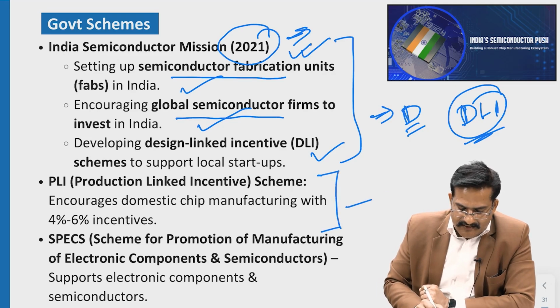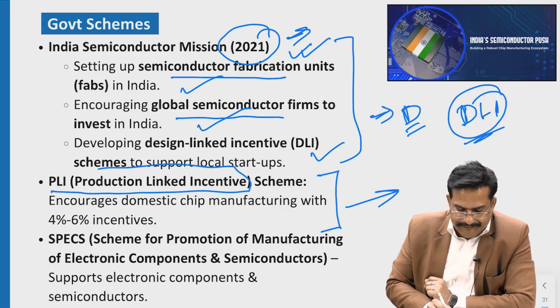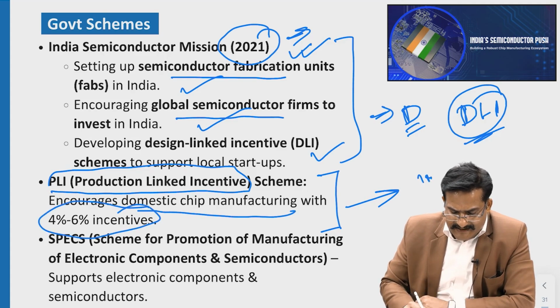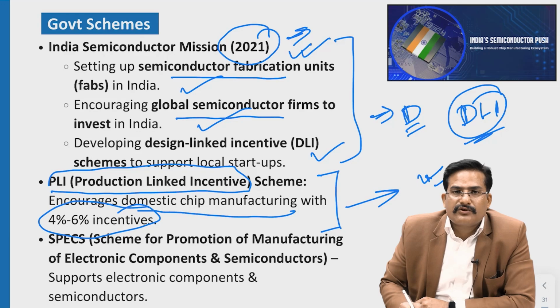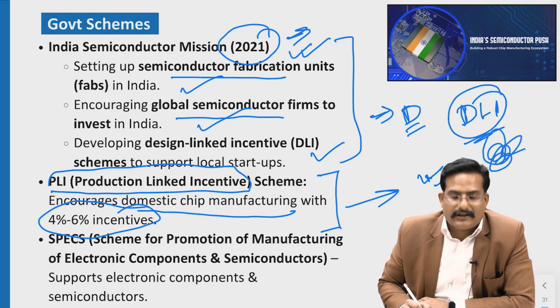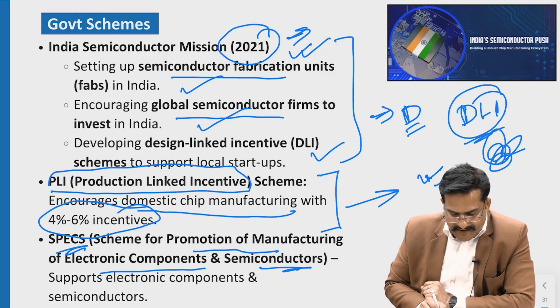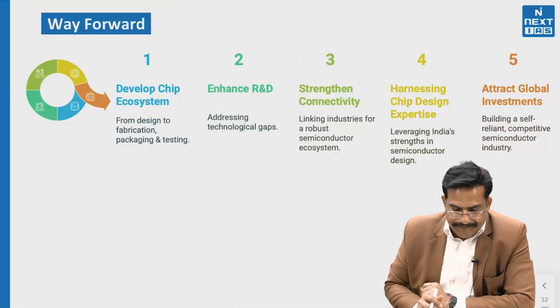Also, the second work done by the government of India is Production Linked Incentives, right? So for domestic chip manufacturers, we are giving 4 to 6% incentive for the manufacture of the fab unit, so that people can invest in such kind of technology. Also, there is a new scheme that we call SPACES. What is it? That is a scheme for promotion of manufacturing of electronic components and semiconductors, which supports electronic components and semiconductors, right?